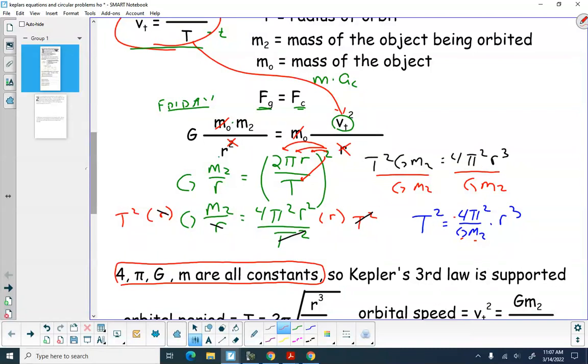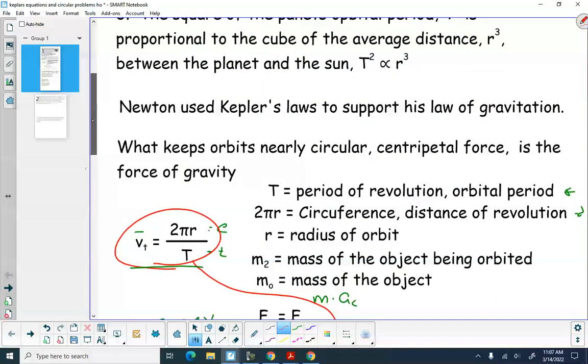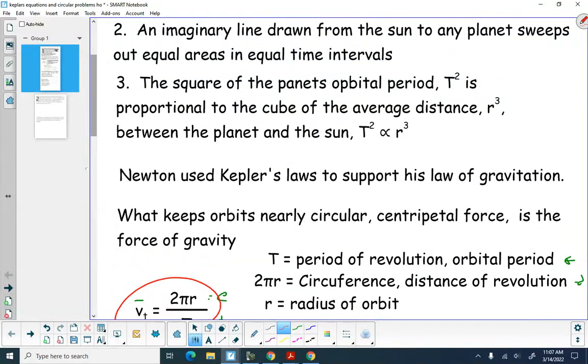What this supports then is Kepler's third law. The square of the planet's orbital period, t squared, is proportional to the cube of the average distance, r cubed, between the planets and the sun.